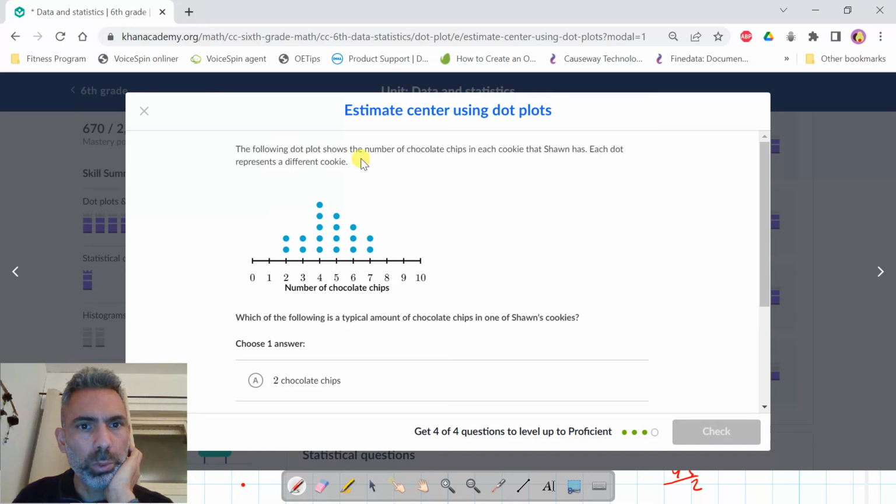The following dot plot shows the number of chocolate chips in each cookie that Sean has. Each dot represents a different cookie. So 2 cookies have 2 chocolate chips on them. 2 cookies have 3 chocolate chips on them. 1, 2, 3, 4, 5 cookies have 4 chocolate chips, and so on. Which of the following is a typical amount of chocolate chips in one of Sean's cookies?